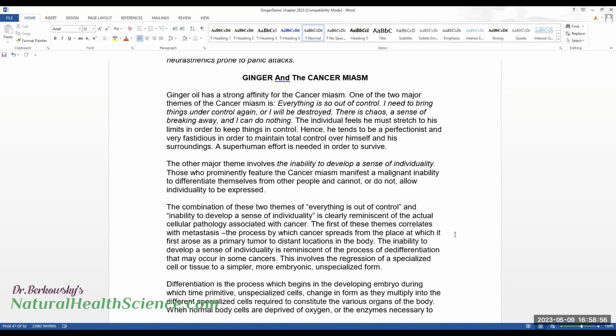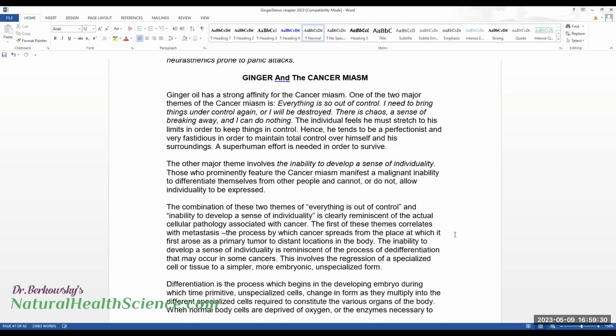So ginger oil has a strong affinity for the cancer miasm, one of your major cancer miasm oils. And this, of course, increases its relevance in terms of cancer. Not that everybody with cancer miasm will get cancer. Remember, most people won't. But nevertheless, the fact that it's associated with the cancer miasm increases its visibility for you as an oil to use with somebody who actually does have cancer. So let's talk about what a miasm is.